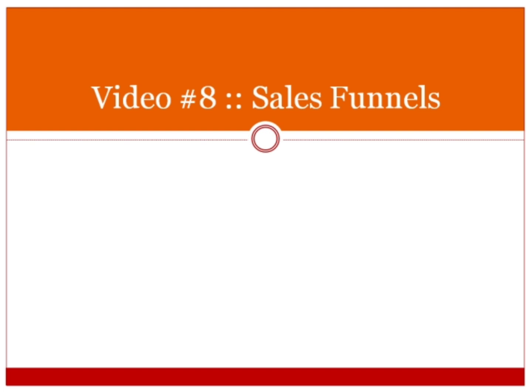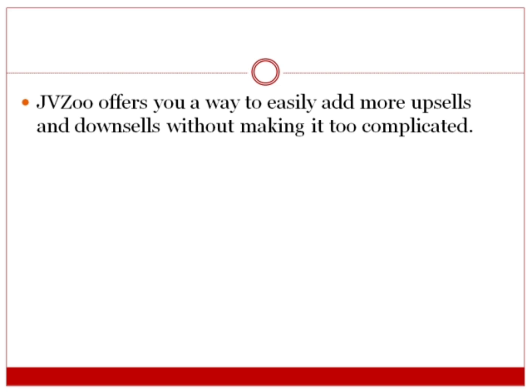Hello and welcome to video number 8. In this specific video, I'm going to talk about the JVzoo feature called Sales Funnels. JVzoo offers you a way to easily add more upsells and downsells without making it too complicated. Now, if you saw the previous videos where we talked about mapping out your sales funnel, you realize that adding an upsell and downsell is very powerful.